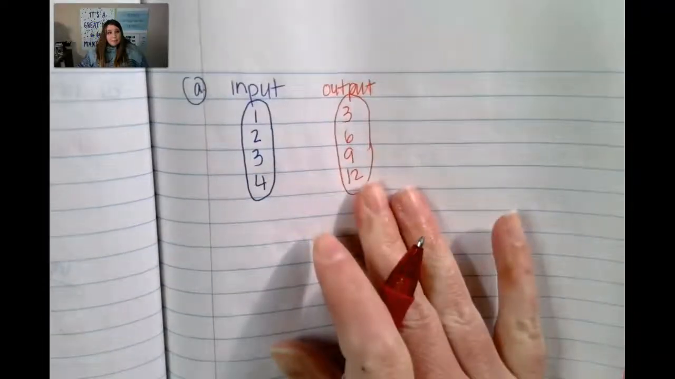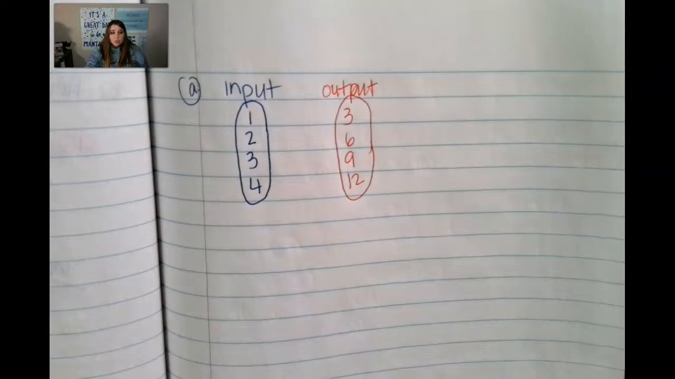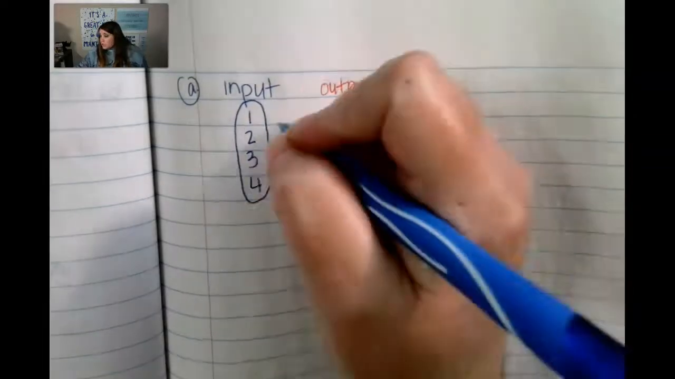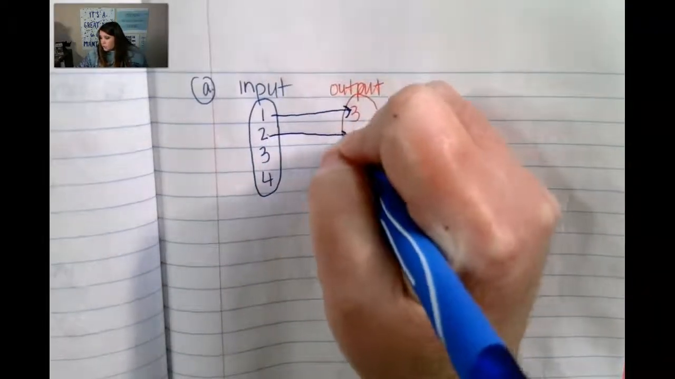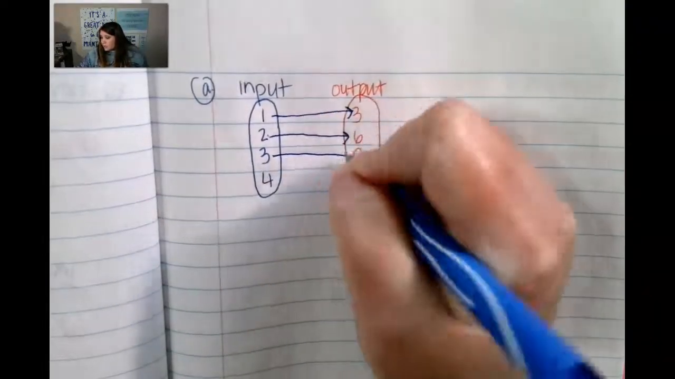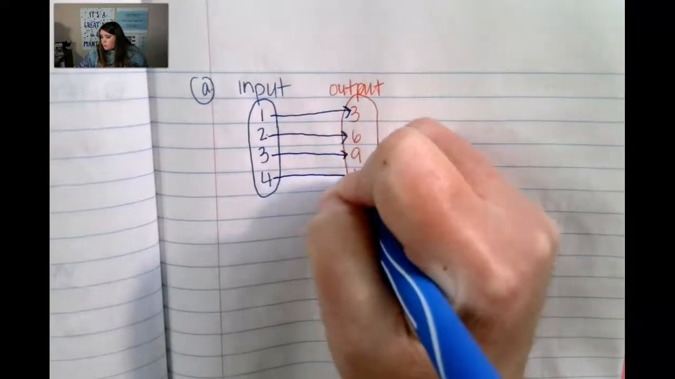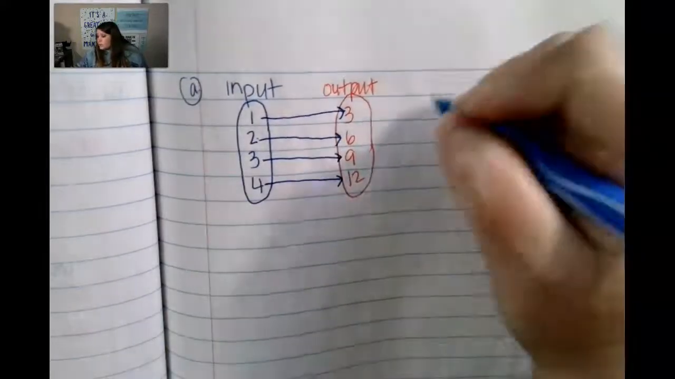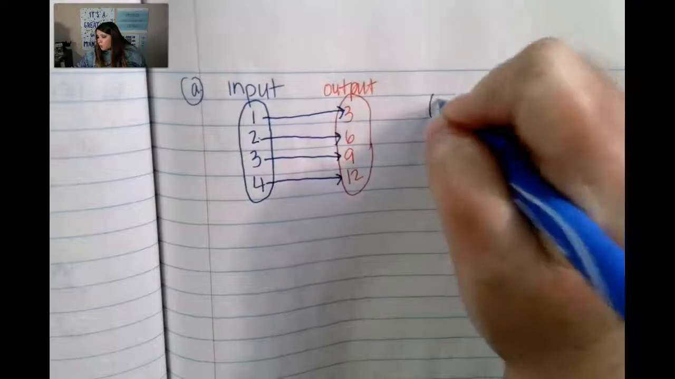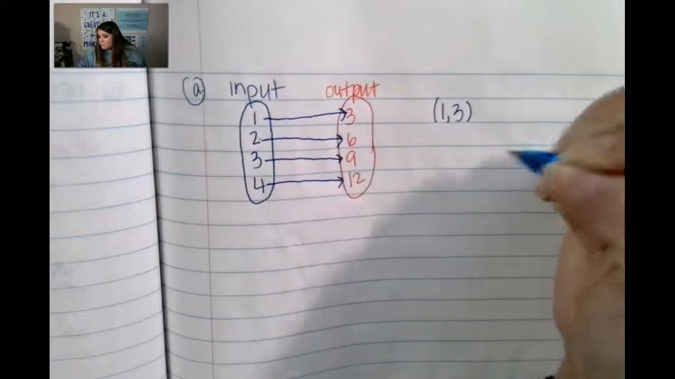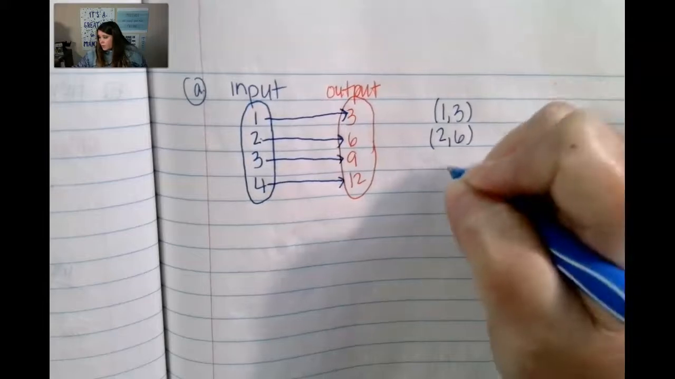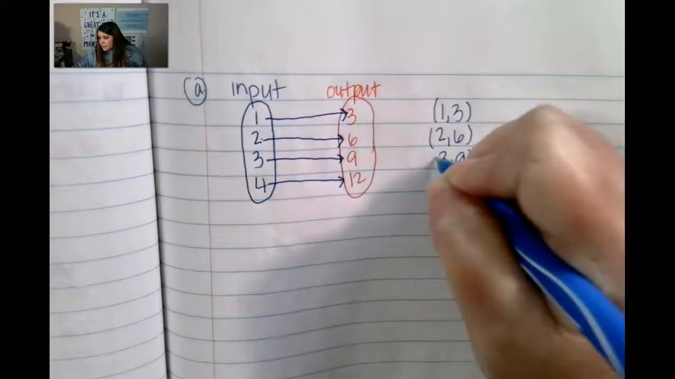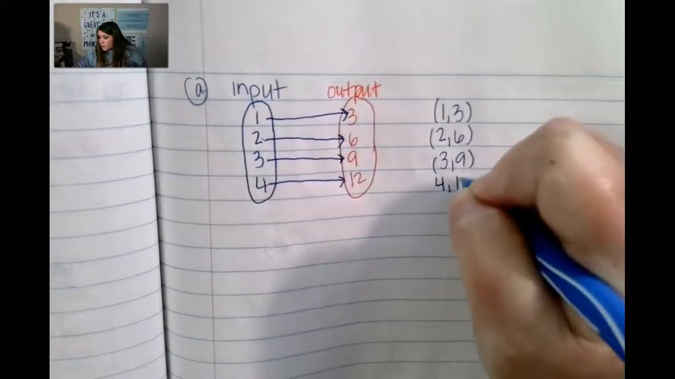I have a mapping diagram. My job is to write down what the ordered pairs are. So it shows that 1 is matched to 3, 2 is matched to 6, 3 is matched to 9, and 4 is matched to 12. So my ordered pairs are 1 and 3, 2 and 6, 3 and 9, and 4 and 12.